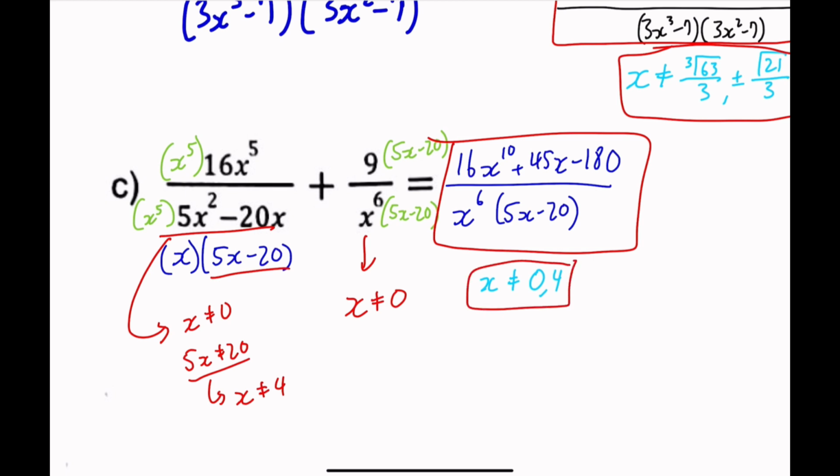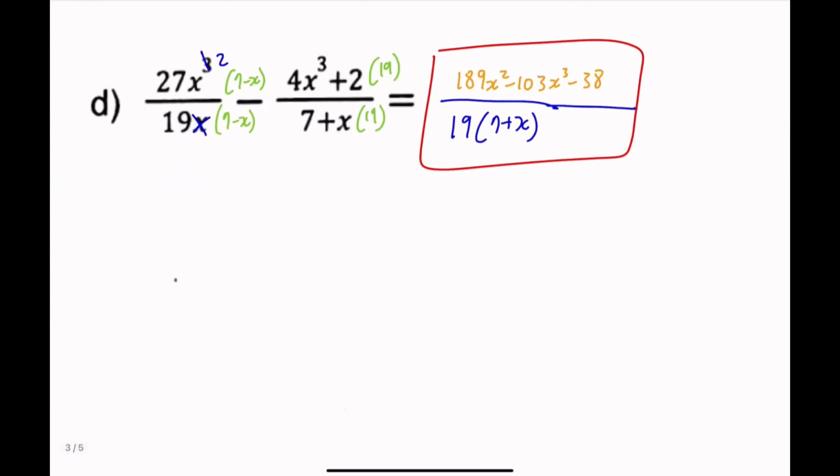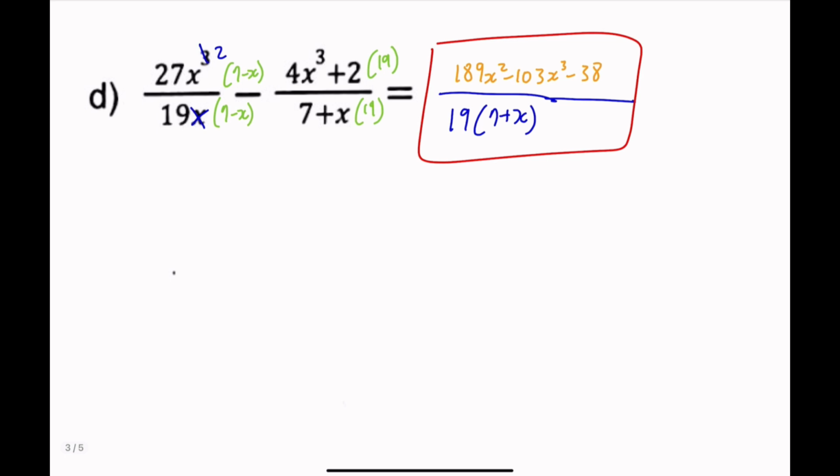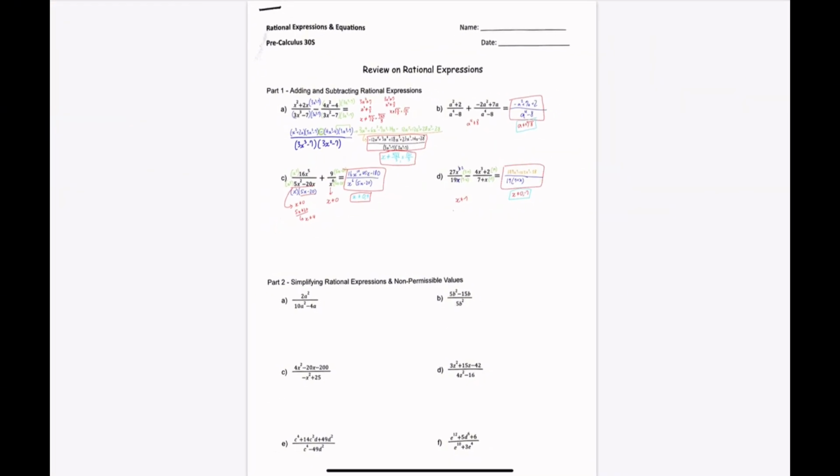That is our restriction. And lastly, we have this problem. This is going to be 19x, right? Take care, this was 19x, so that means that x cannot be 0. And then this 7 plus x cannot be 0, so x cannot be negative 7. So that just means x cannot be 0 and negative 7, both of them, like that. And so that will be our restriction. And so that was it for part 1.